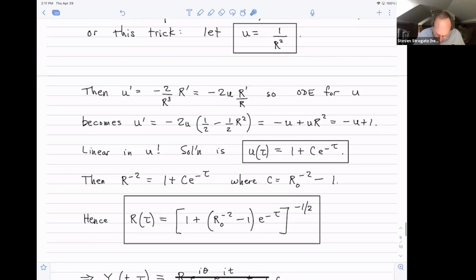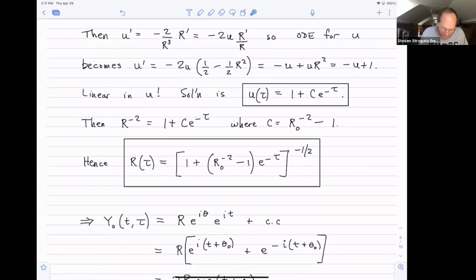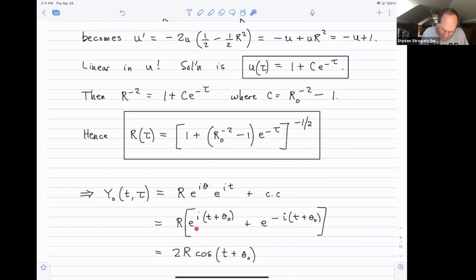Okay, so let's go back to our original variables, y. The leading order behavior, y0, is now going to be r e to the i theta. Remember, this is my complex amplitude. So complex amplitude times e to the it plus complex conjugate is giving me r e to the i, then the t plus theta 0, because remember, theta doesn't change on this time scale. It's just theta 0. So we get this plus its complex conjugate.